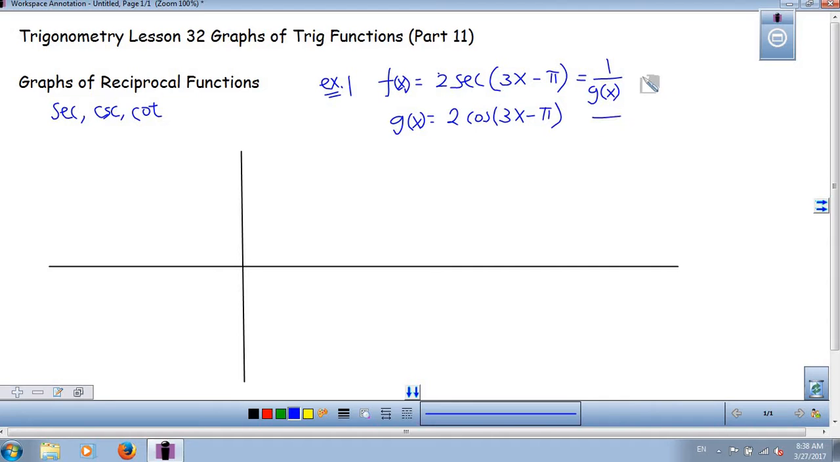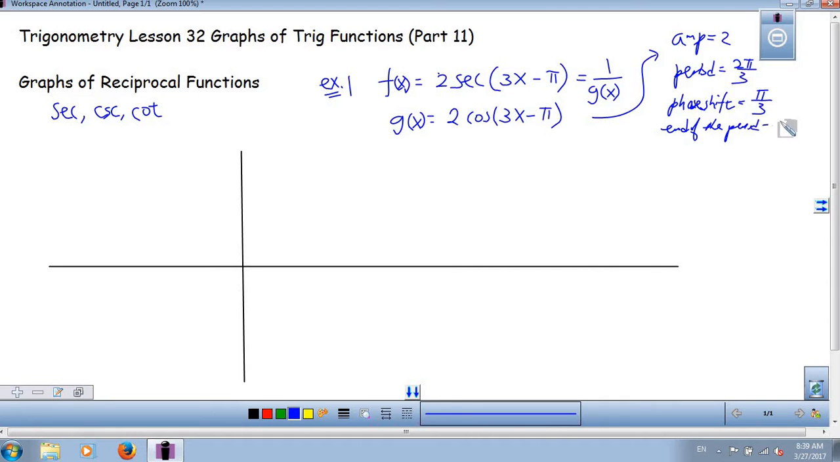Now, the amplitude here is going to be 2. It's the absolute value of a, and the period is going to be 2 pi over b. So it's 2 pi over 3. B is the coefficient of x, and the phase shift is going to be c over b, which is pi over 3, and the end of the period is going to be c over b, which is pi over 3, plus 2 pi over 3.